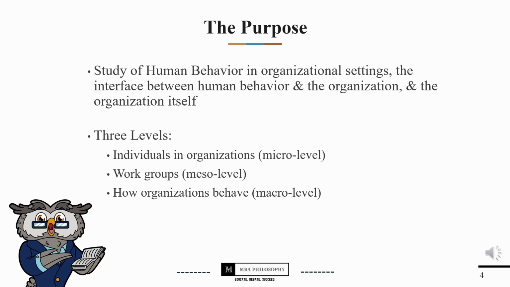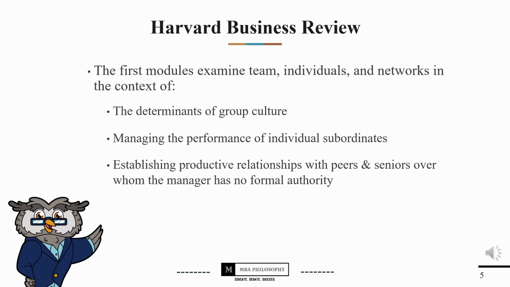We're looking at 3 different levels, with the first being the micro level of individuals in organizations, followed by work groups at the meso level, and how organizations behave at the macro level. Here's a great breakdown done by the Harvard Business Review about organizational behavior split into 2 modules. This is also public information that you can find on their website. The first module looks at teams, individuals, and networks through determinants of group culture, managing performance of individual subordinates, and establishing productive relations with peers, and so forth.